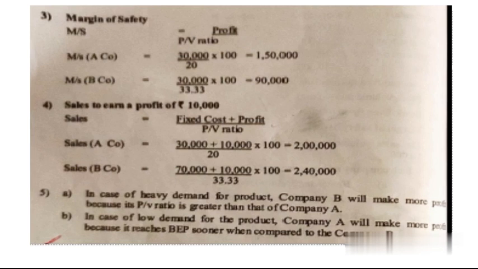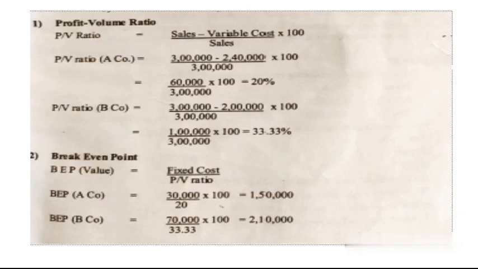In case of low demand for product, company A will make more profit because it reaches break-even point sooner when compared to company B. So if you look into the PV ratio, B's profit percentage is more, which is more than A, which is 33.33%. So when there is more demand, then company B is better to select.